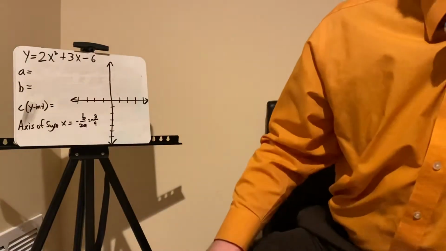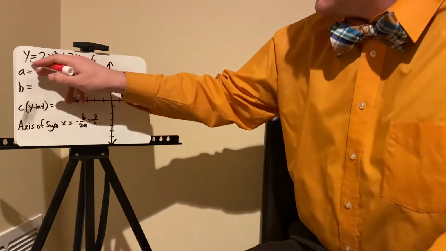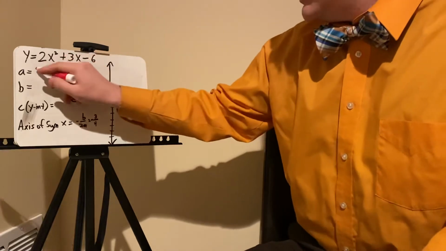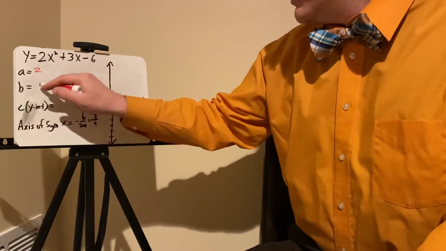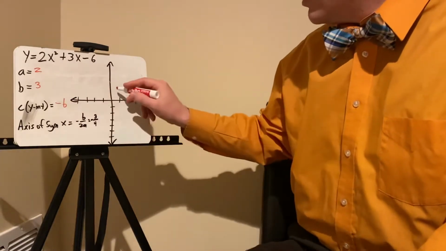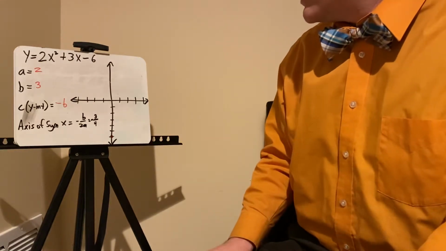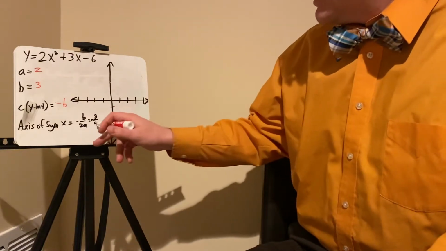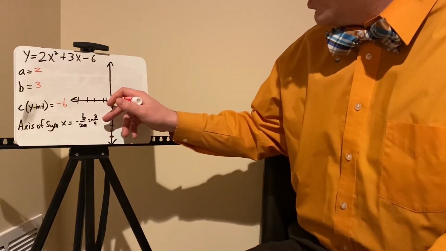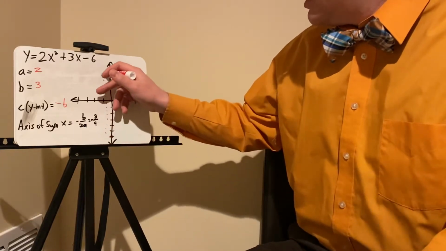So how do we do that? Let's work through an example here. In this quadratic equation, we have y equals 2x squared plus 3x minus 6. Your a value is 2, your b value is 3, and your c value is negative 6. So my y-intercept would be down here at negative 6. My axis of symmetry is going to be at negative 3/4. So I come over here and I go, here's 1. So my axis of symmetry comes down here, right?